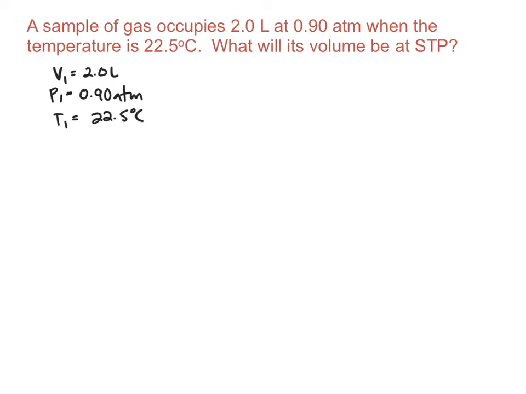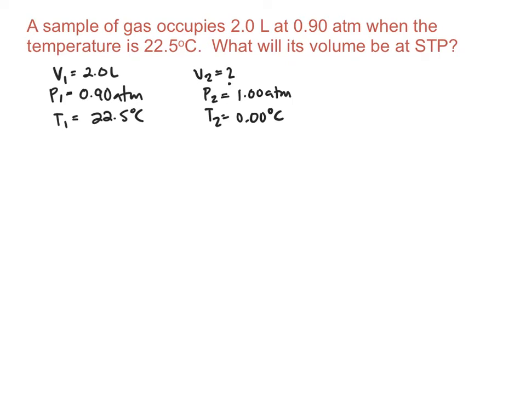So what I want you guys to notice here is that I've labeled each of these V1, P1, and T1 because that's the first set of data that I'm provided. The second set of data that I'm provided is the fact that everything's at STP. So remember, we're supposed to know what STP is. Okay, so standard temperature and pressure. So my temperature 2 is going to be 0.00 degrees C. My pressure 2 is going to be 1.00 atm. Okay, and of course my volume 2 is what they're trying to get us to solve for.